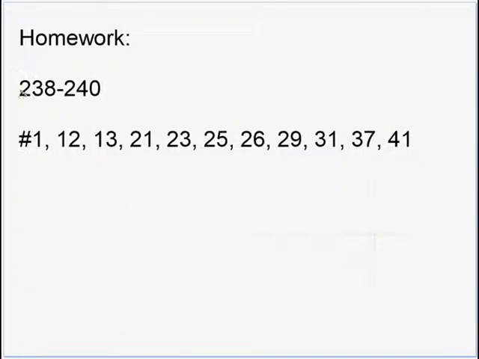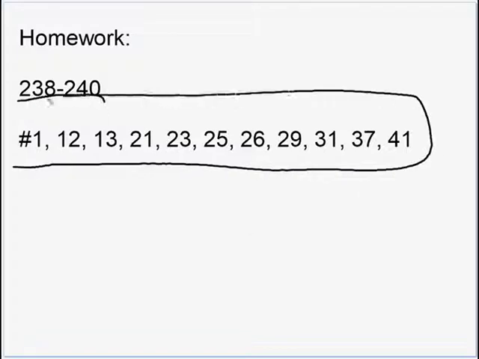Homework for this section, page 232 or 238 to 240. These handful of problems. Enjoy.